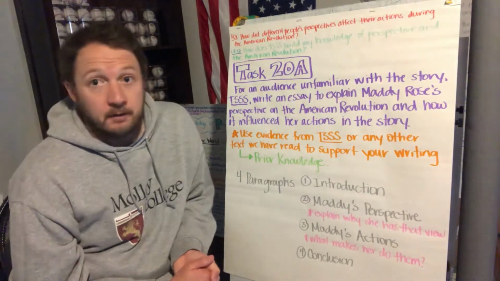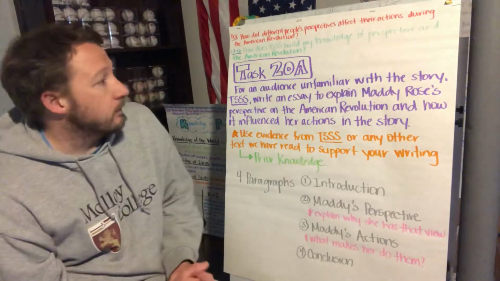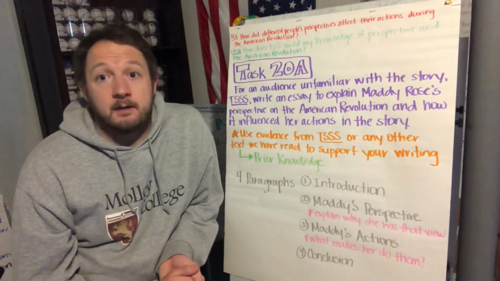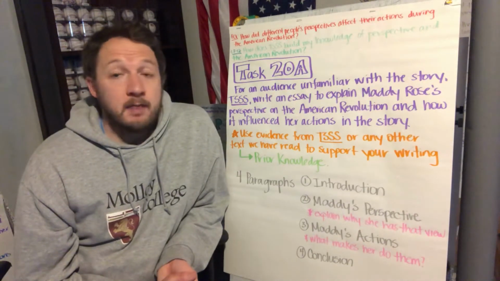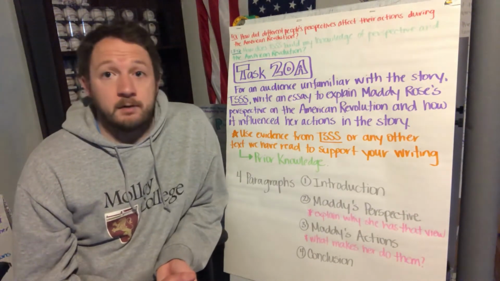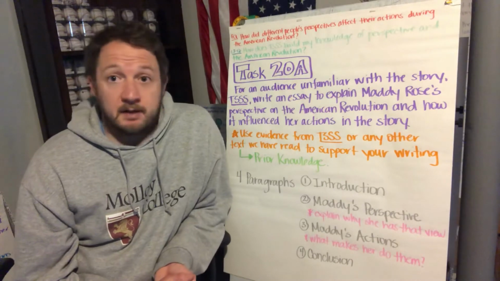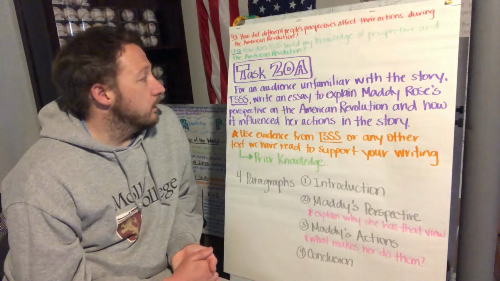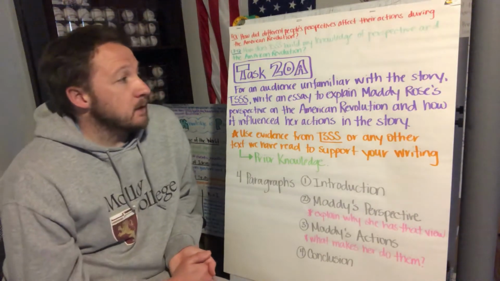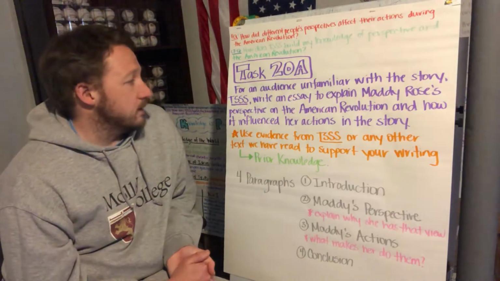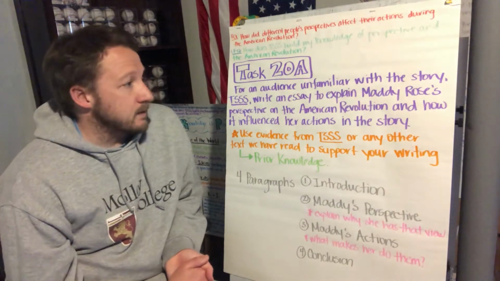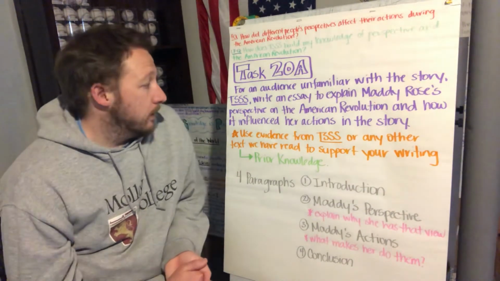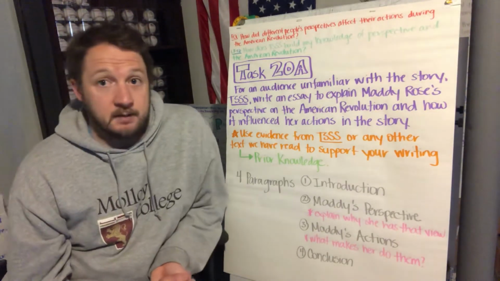So I will read it out loud to you. Task 20A, for an audience unfamiliar with the story. So basically, write your essay for someone who has never read the book. If you aren't using specific details, this person's going to have no idea what's going on. So I'll start over. For an audience unfamiliar with the story, The Scarlet Stocking Spy, write an essay to explain Maddie Rose's perspective on the American Revolution and how it influenced her actions in the story.